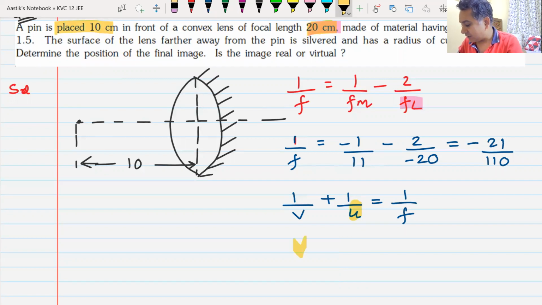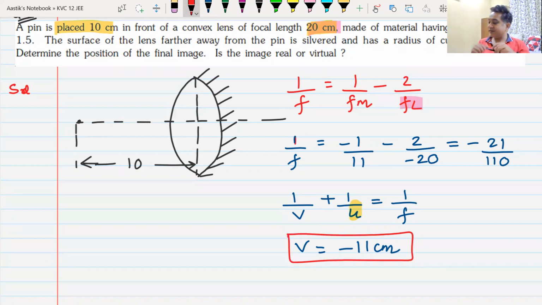And the value of v that you are getting from here, I'm not good with calculations, so I would let you calculate. I'll just tell you the answer that I have, and that is coming as minus 11 centimeters. Is it coming like this?